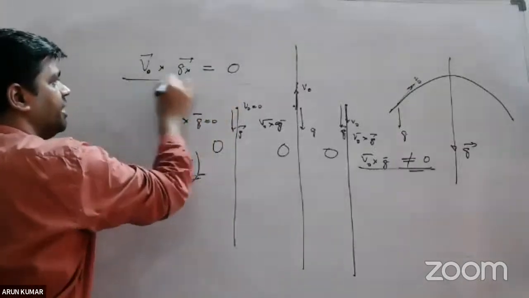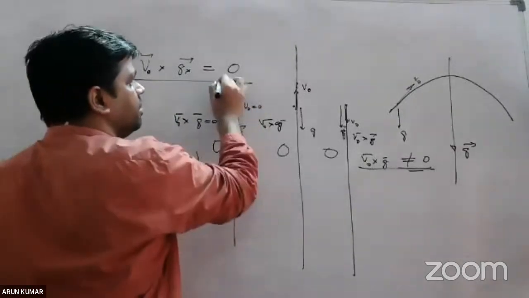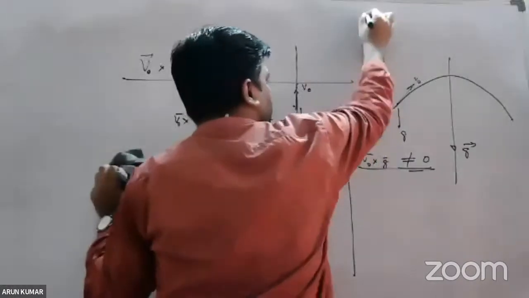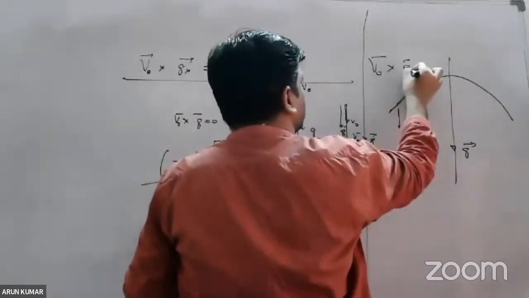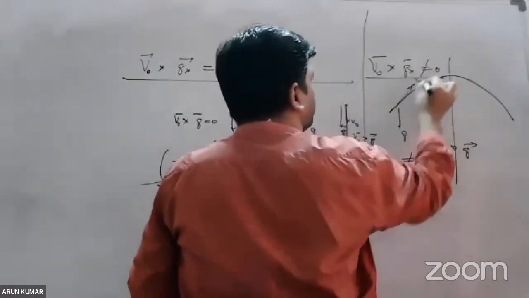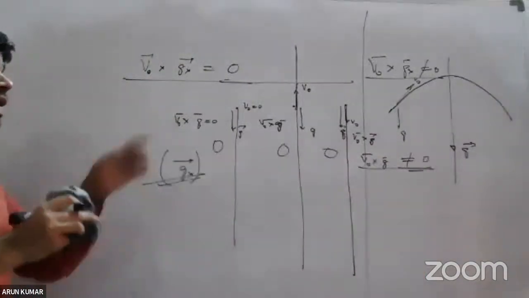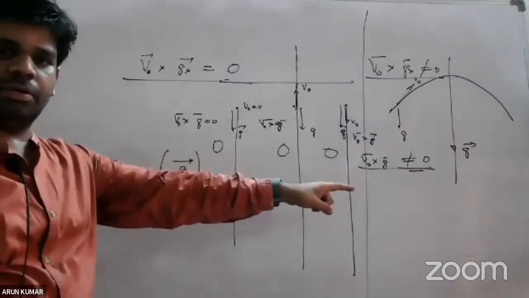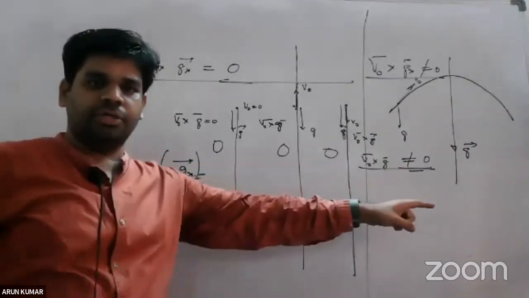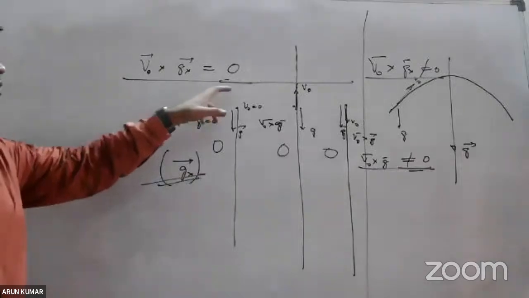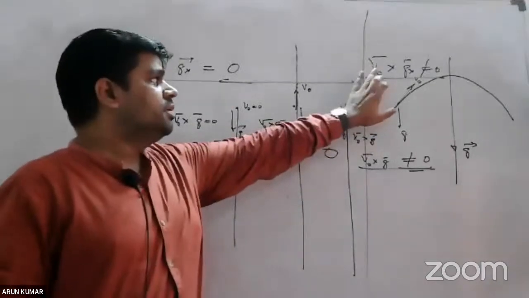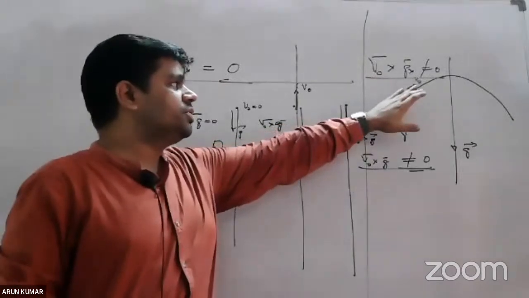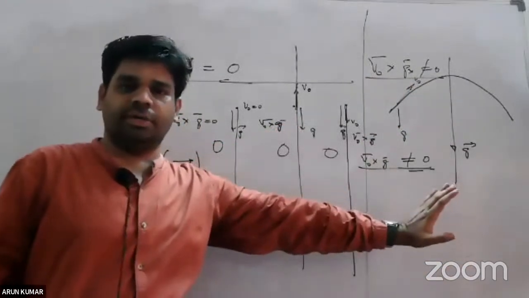If v naught cross g is equal to 0, the path is a straight line. If v naught cross g is non-zero, it is a parabola with the axis parallel to g bar. So if v naught cross g is 0, it's definitely a straight line. Here v naught cross g is non-zero, so it's a parabola.